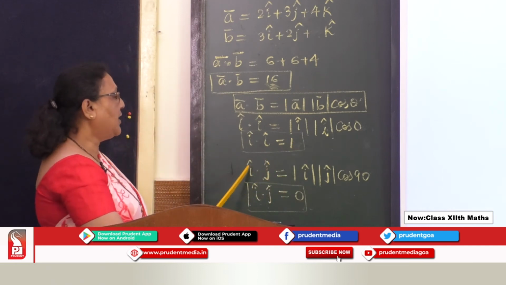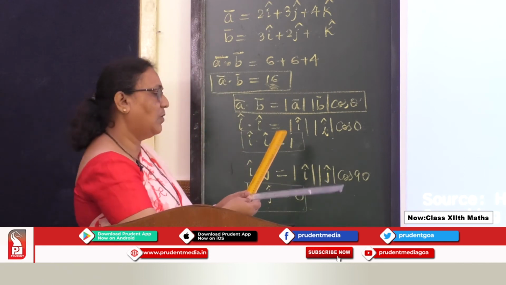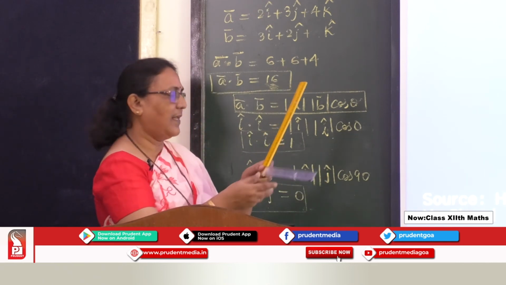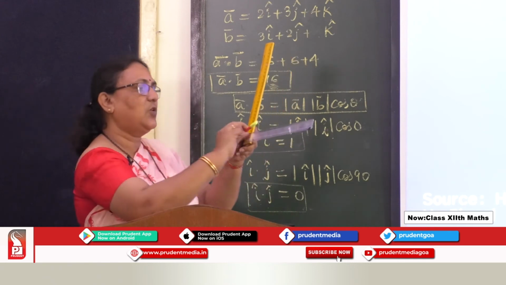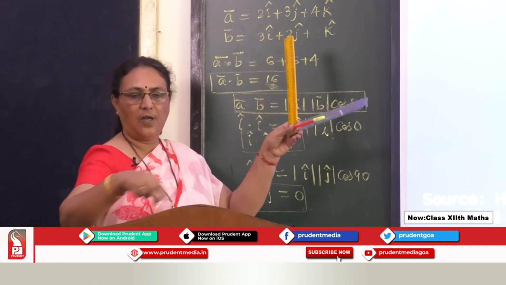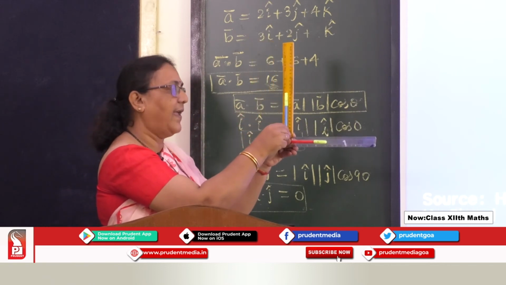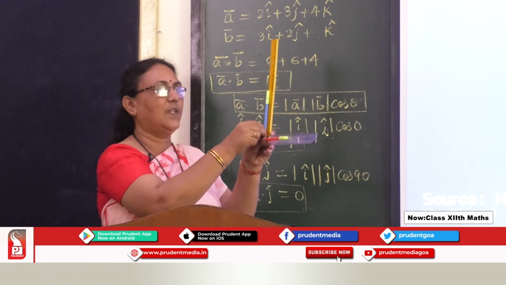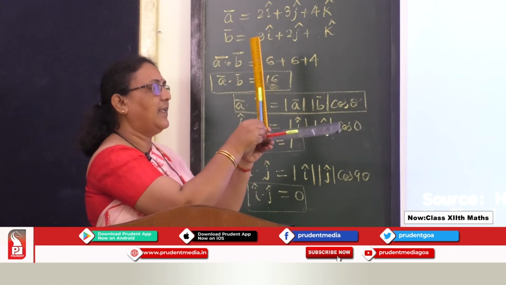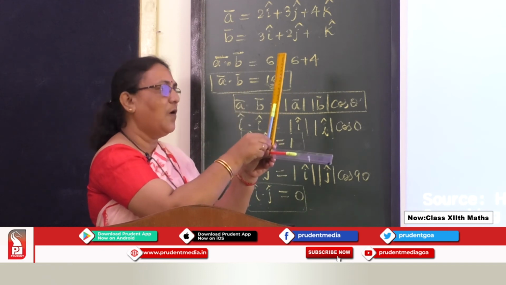Now we will see what is i dot j. So i and j, these are the two axes, x axis and y axis. Now i is a unit vector along the x axis, and j is a unit vector along the y axis. What is the angle between this? 90, no?